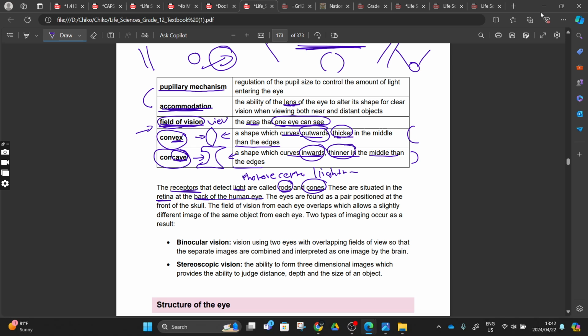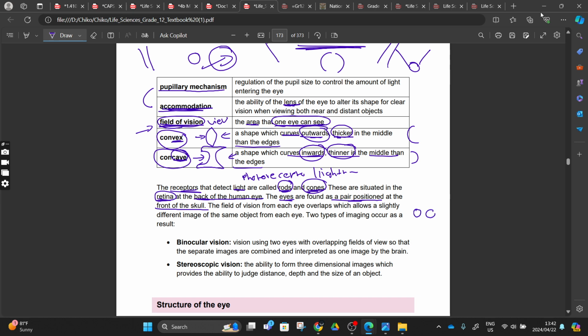So at the back of a human eye, when you look at your friend's eye, you see the front part. When you enter via the pupil, going straight back into the eye, you are going to find a layer called the retina, where these rods and cones are situated. Are we together? Yes. The eyes are found as a pair. These eyes of ours, two of them, right? The eyes are found as a pair positioned at the front of the skull, right?